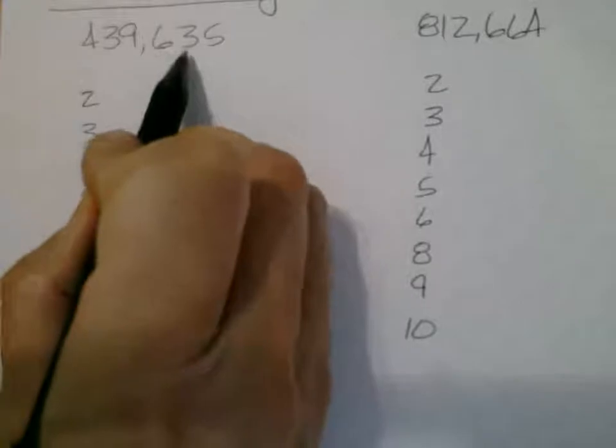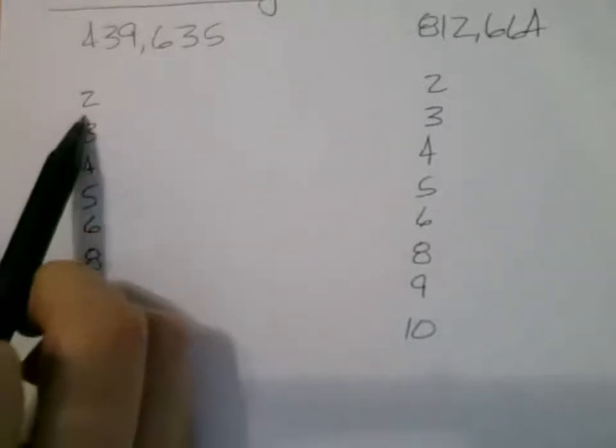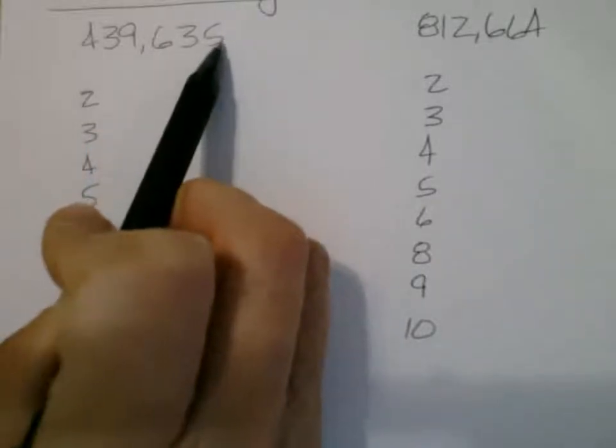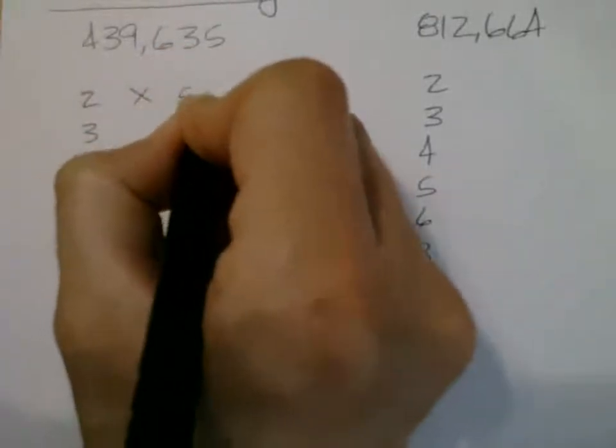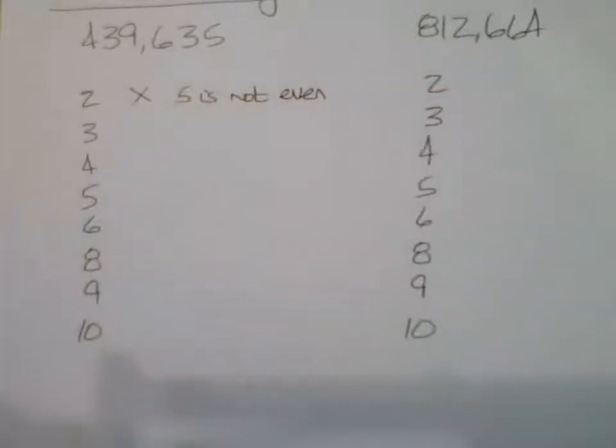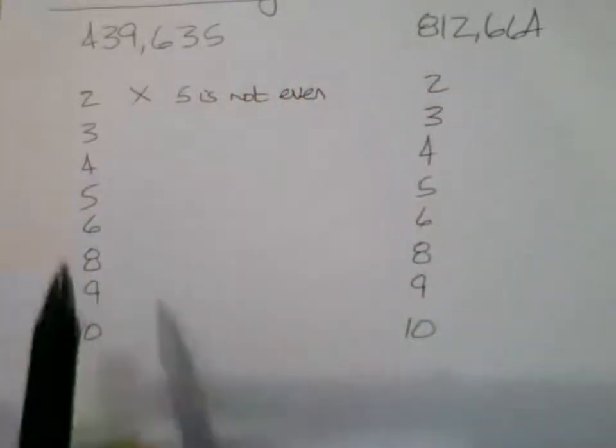Is 439,635 divisible by 2? Well, the only place we have to look here is at the last digit. If the last digit is even, then it's a yes. 5 is not even, so that's a no. And this is the kind of logic you want to use going through here.